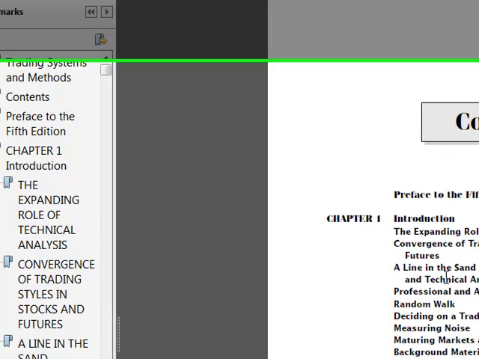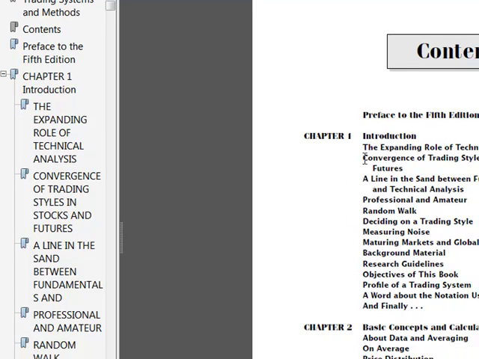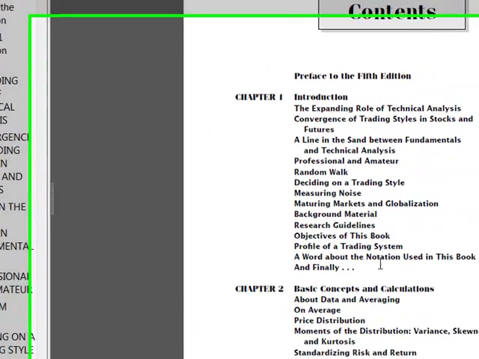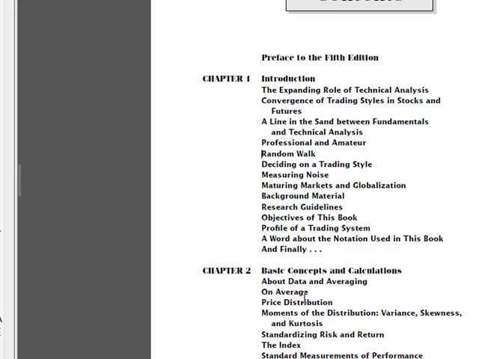Now, this book is divided up into just using technical analysis, a lot of that, and some other charting patterns, and I'll explain that in a minute. So obviously it goes on about random walk theory, how to measure noise, background material for all this, and in the second chapter it starts to talk about all the basic concepts. This right here is key, these basic concepts of calculations.